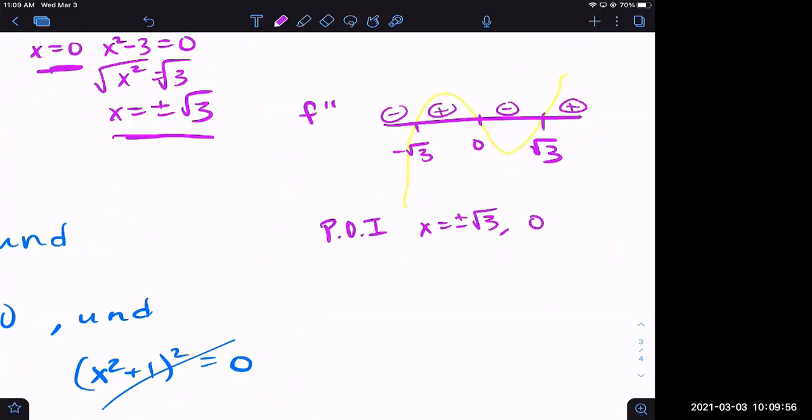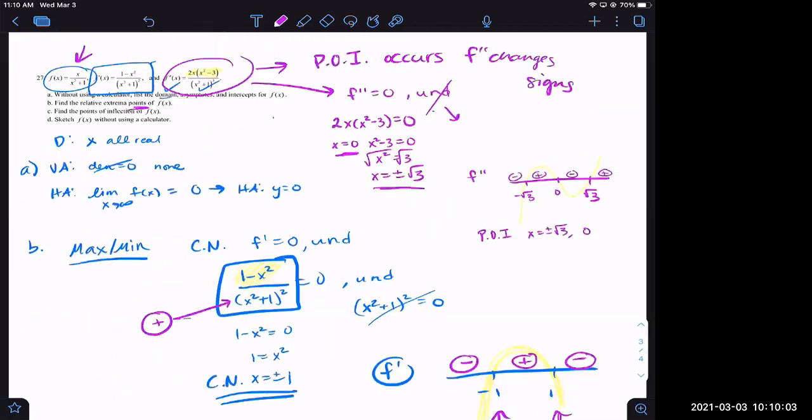You have to take all of that information. I'm going to make you do part D and sketch the graph. But once you have all that information, you can sketch the graph.